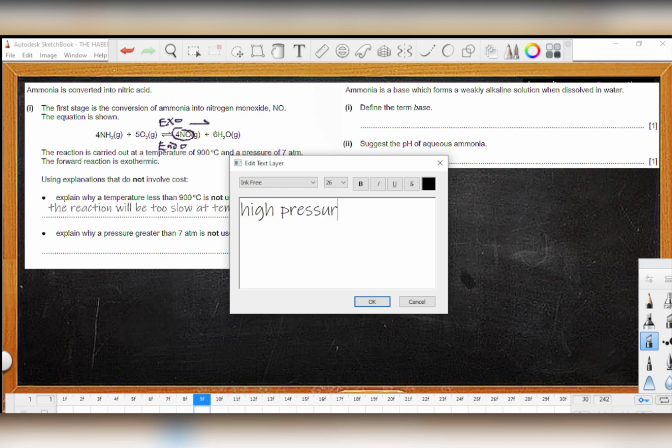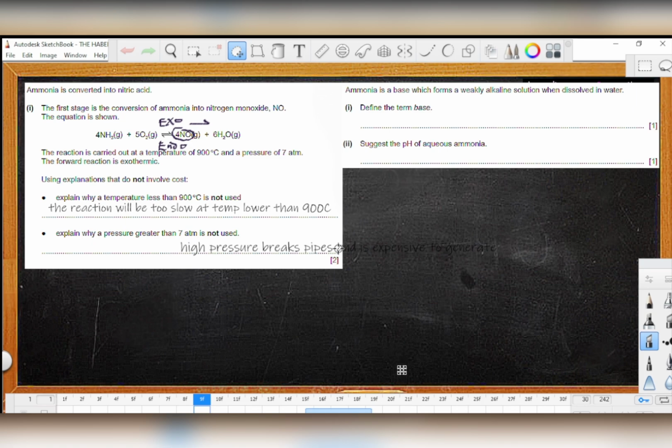Pressure breaks pipes and is expensive to generate. High pressure breaks pipes and it is expensive to generate. We already saw that.